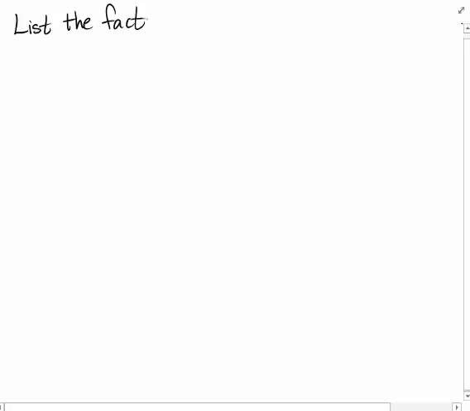Alright, so the first thing we want to look at are questions like this. List the factors of 18. So to factor a number, of course, means to write it as a product.